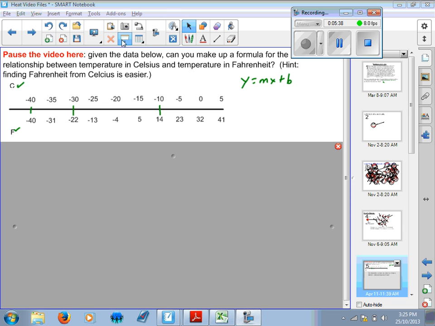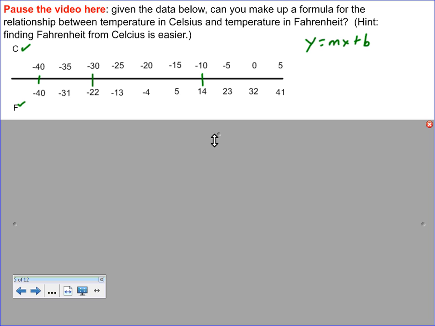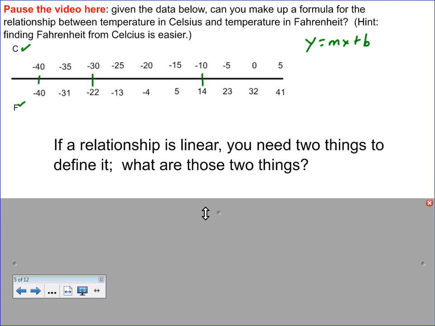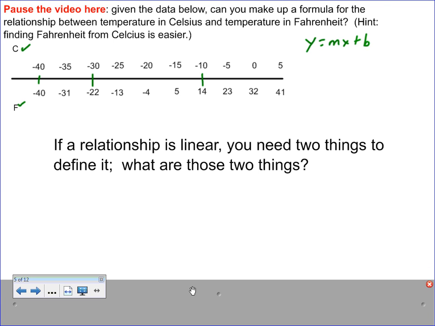Okay, presumably you have worked out some sort of relationship or tried and maybe failed. And the question I ask to give you a hint is, if a relationship is linear, what do you need? What do you need to define that relationship, that conversion? And it's really what we need to define any scale. Anytime we build a scale, a temperature scale, a distance measurement scale, a time scale, we have to have two things. We have to have a reference point, and we have to have a graduation.